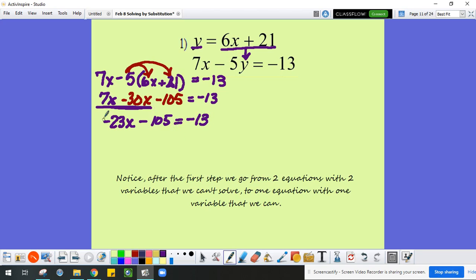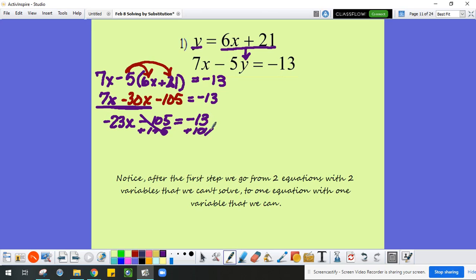Remember, we like to get the variable on the left-hand side of the equal sign, and it already is. We like the constants to go to the right-hand side. So we're going to move this minus 105 away by doing plus 105. It cancels, and we add 105 on the other side of the equal sign.